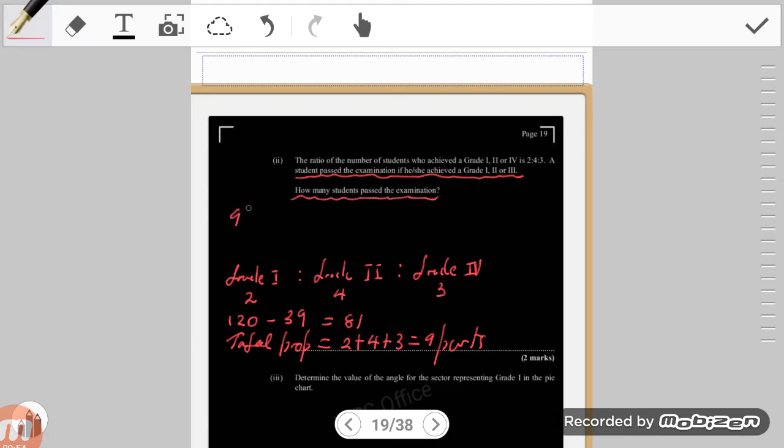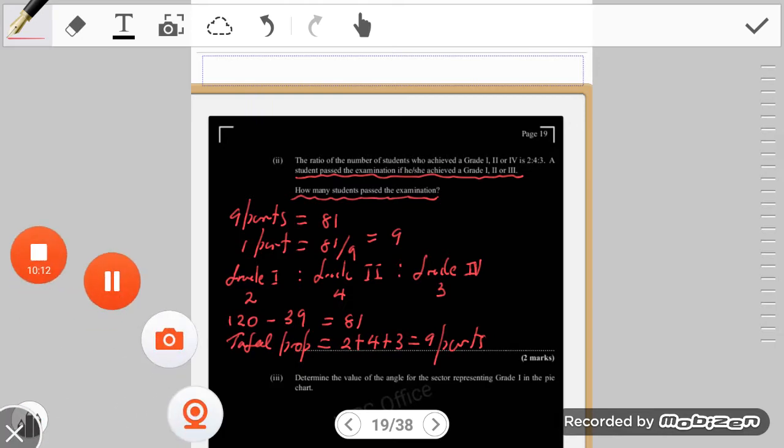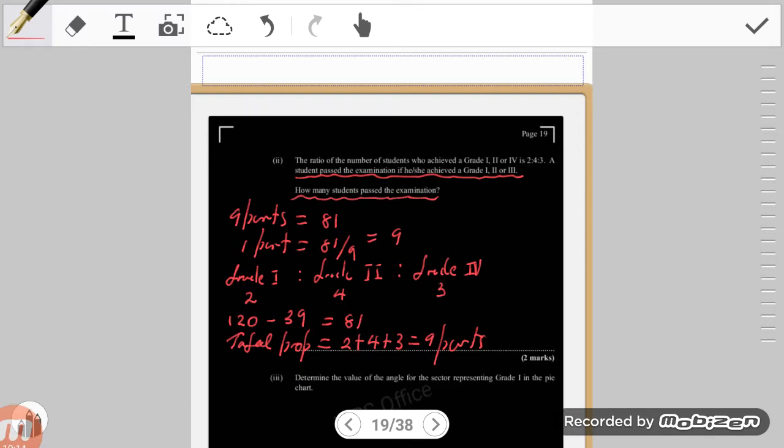So in essence, guys, let me just erase here. We know that 9 parts is equal to 81. So we can find one part, and one part is going to be equal to 81 divided by 9, which is equal to 9. So one part is equal to 9. Alright? We won't need to include the part for grade 4 because grade 4 is not a pass.